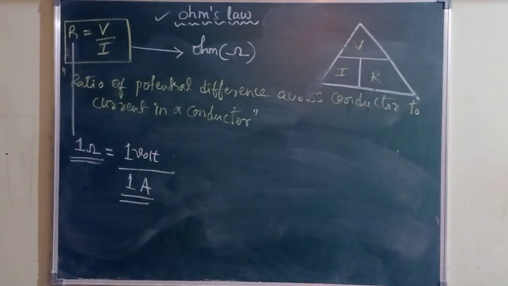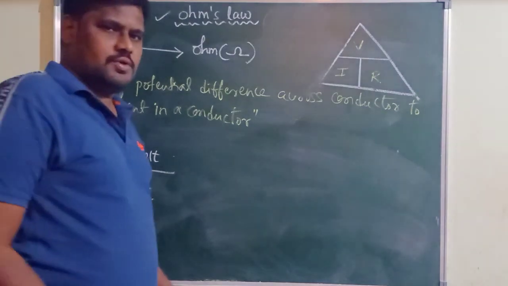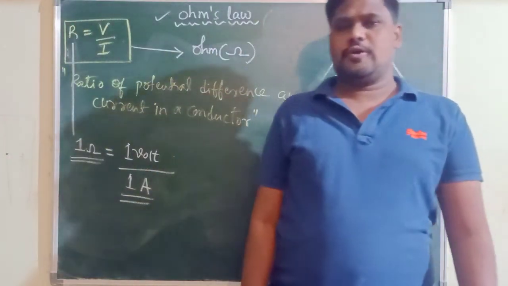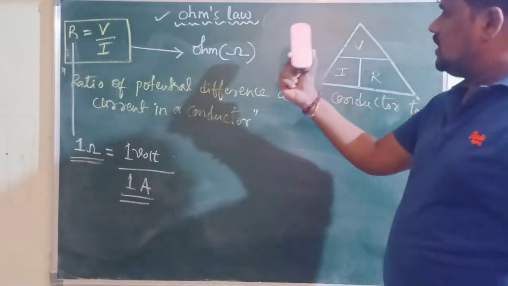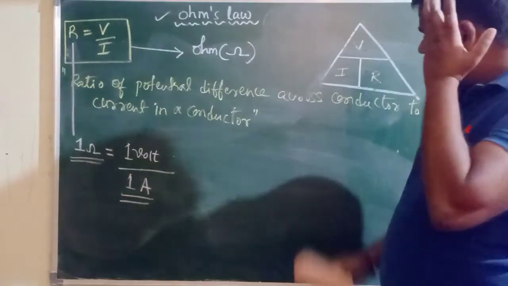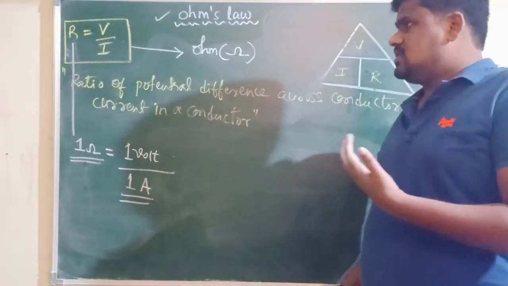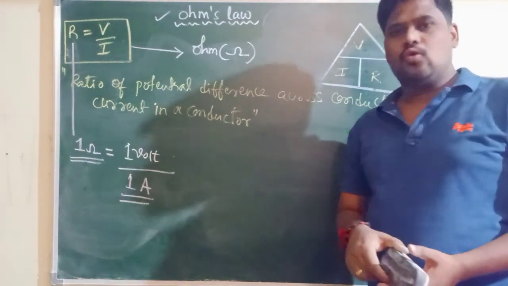Then the resistance of that conductor is said to be 1 ohm. Okay, so this is the basic information regarding the law which is giving the relation between voltage, current and resistance, that we'll call it Ohm's law. Okay.